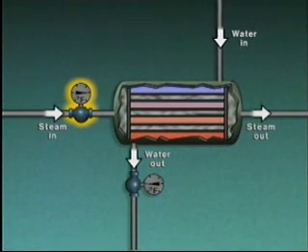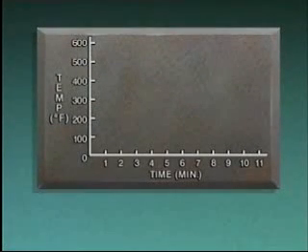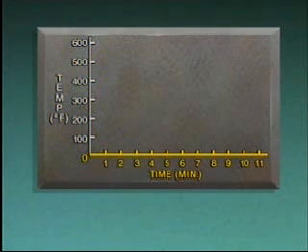Even though the steam temperature increased suddenly, the water temperature will remain unchanged briefly, then increase slowly. It's easier to see how the water temperature changes by plotting the temperature changes on a graph. On the graph, the vertical axis represents temperature, and the horizontal axis represents time.